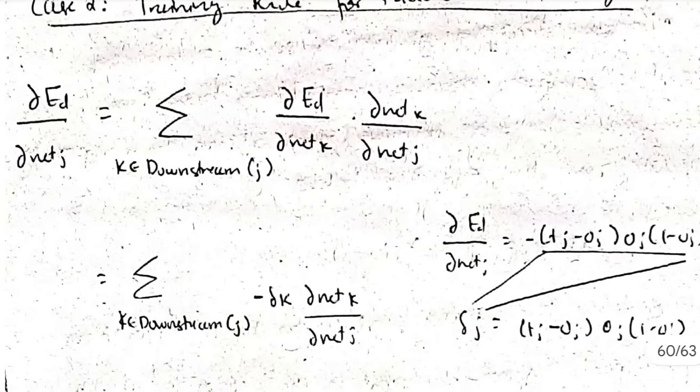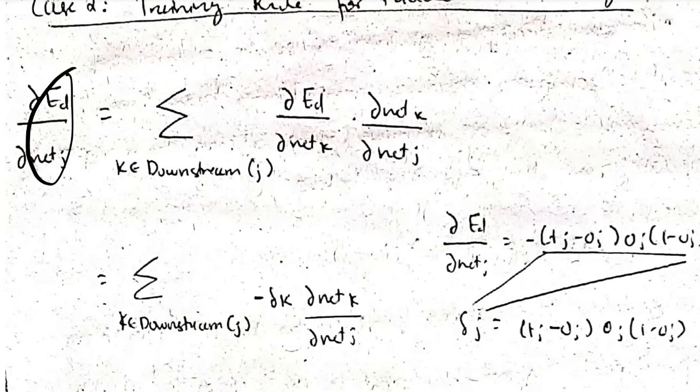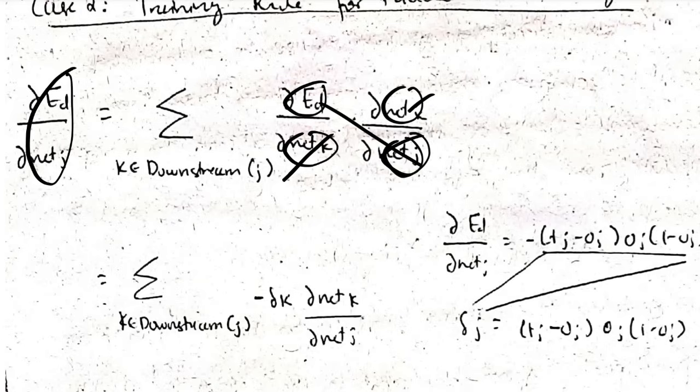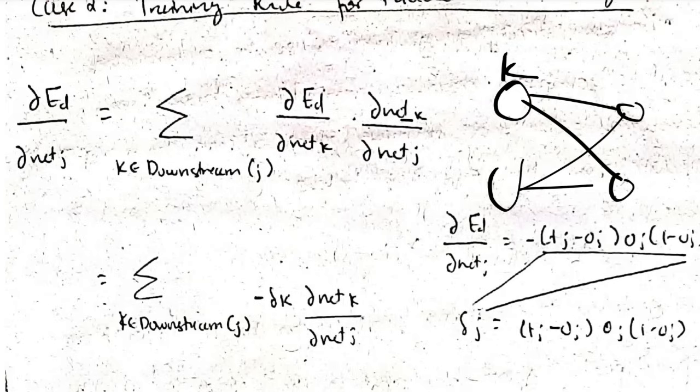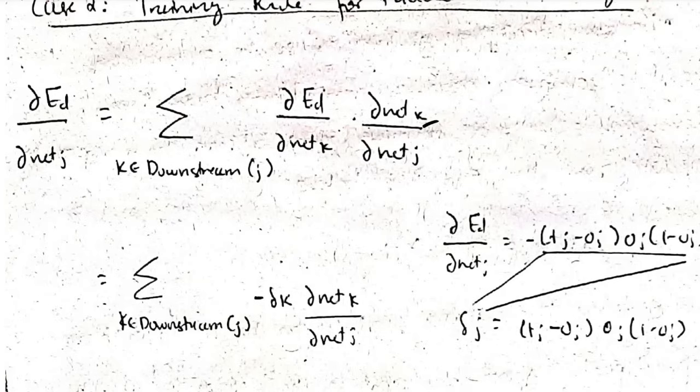For each downstream, listen carefully to what's happening here. ∂E/∂net_j, ∂E/∂net_k by ∂net_k/∂net_j. If I write it like this, these two will cancel, and this will remain. Why am I taking k? Because this is the k value, this is the j value. K is dependent upon j, that's why I'm taking this as k here.